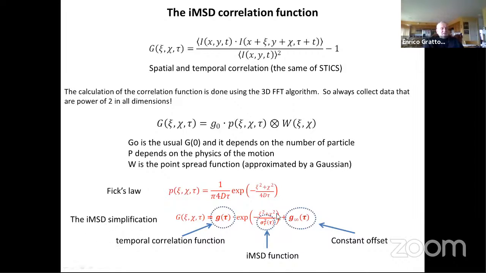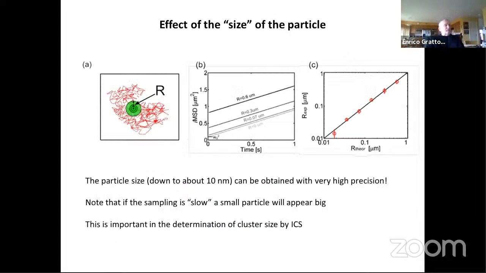In the MSD, we divide the various parts. We have that the correlation function will be a function of the temporal correlation. So if we stay at the same time, it will be just the diffusion. Then we broaden the probability by whatever is the Fick's law, and then we have a constant offset. Actually, this is very interesting, and I will discuss what that means. Okay, so let us see the effect of the size of the particle.